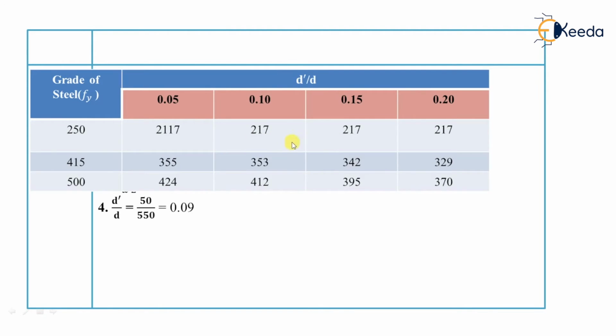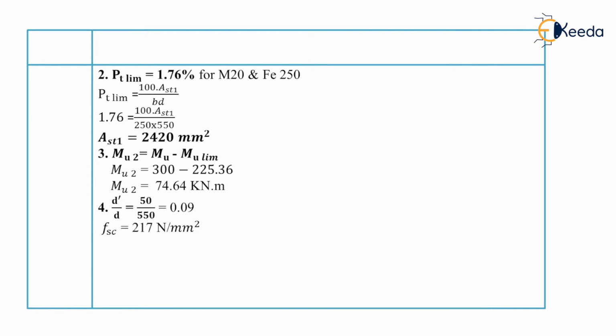So for Fe250 grade of steel, FSC value is equal to 217 Newton per mm square. Okay, now FCC is equal to 0.45 into FCK. So 0.45 into grade of concrete is 20. So 0.45 into 20 is 9 Newton per mm square.